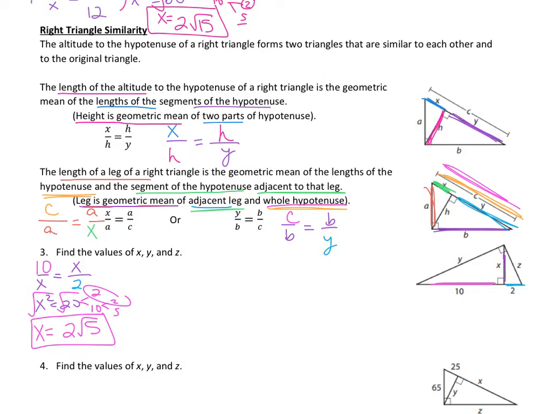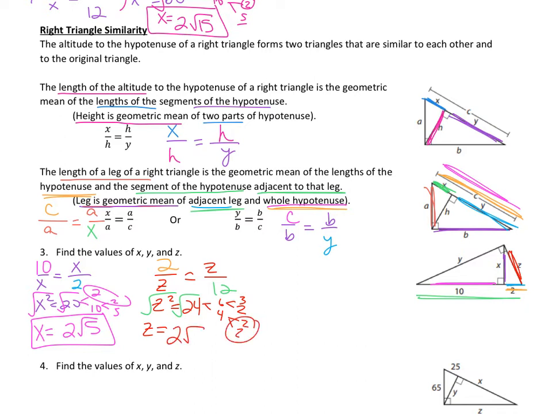Now, if we're moving on to the z portion, I'm going to switch up my colors. My z, because that's the leg, is the geometric mean of the whole hypotenuse, so that would be 12, and the leg that is closest to it, so that would be my 2. If we solve this, we get z squared equals 24. To undo the squared, I take the square root of both sides, so I get z equals, and let's see, we can pull out a 6 and a 4, that would be a 3 and a 2, and then a 2 and a 2, so a pair of 2's. My 3 and 2 go back together, so I get 2 square root 6 for my z.